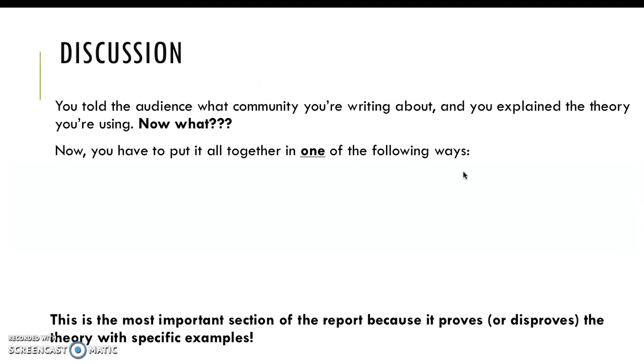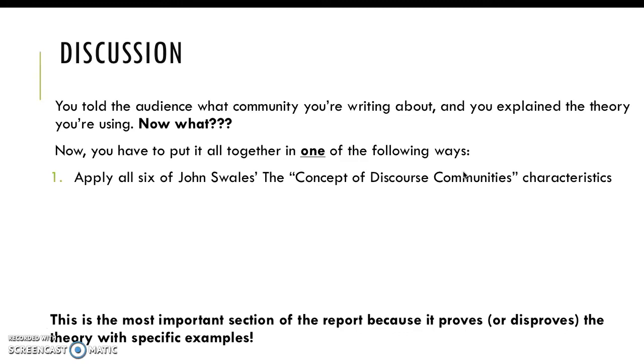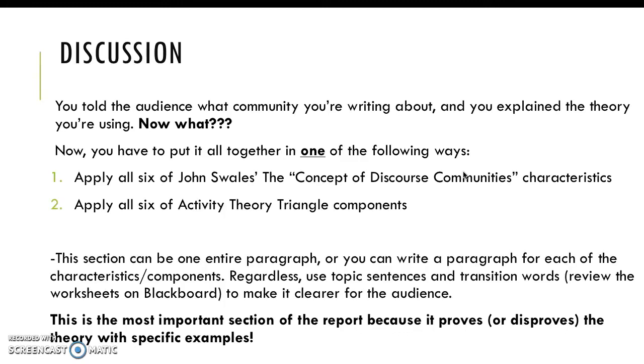Discussion. You told your audience what community you're writing about. You explained the theory you're using. So now what? Well, now it's the whole point of the paper. Now you have to put it all together in one of the following ways: applying all of John Swales's theory, or applying all of activity theory. This section can be one entire lengthy paragraph, or you can write a paragraph for each of the 6 characteristics or components.